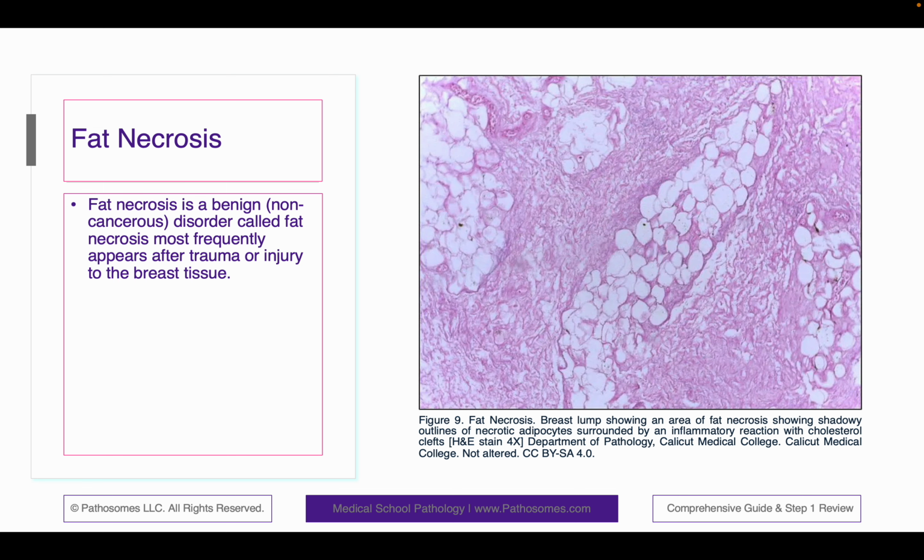Fat necrosis is a benign, non-cancerous disorder, most frequently present after a trauma or injury to adipose tissue. And as you know, the breast has a lot of adipose tissue, which is why we're talking about it in this section. Well, look at that. Everything comes around. To the right here, we can see a histologic sample showcasing a biopsy from a breast lump showing fat necrosis. Note the shadowy outlines and the necrotic adipocytes. This is fat necrosis classic.